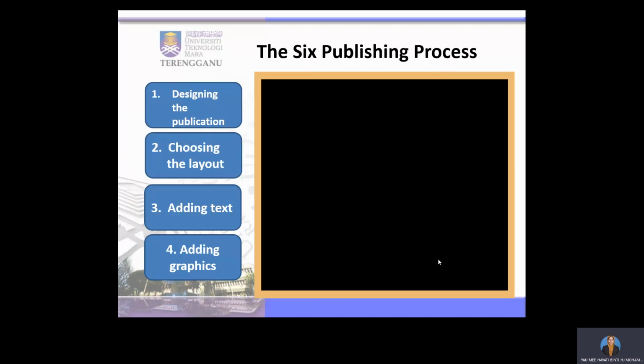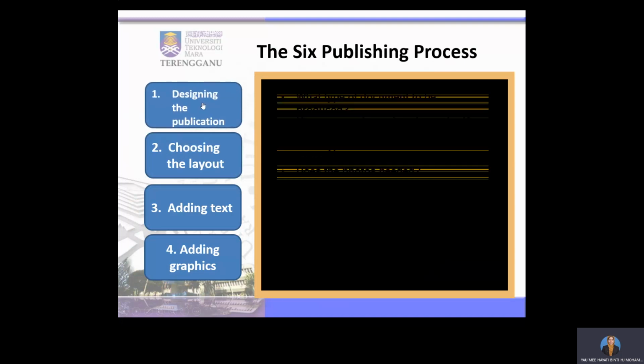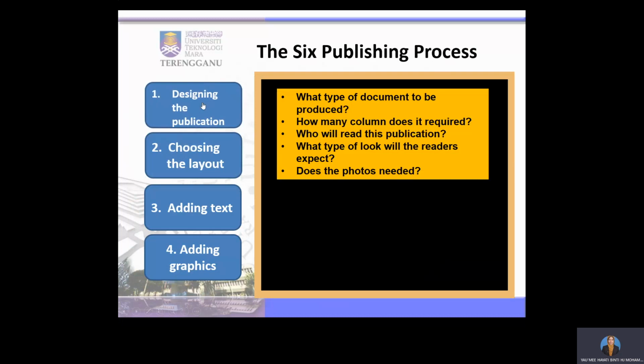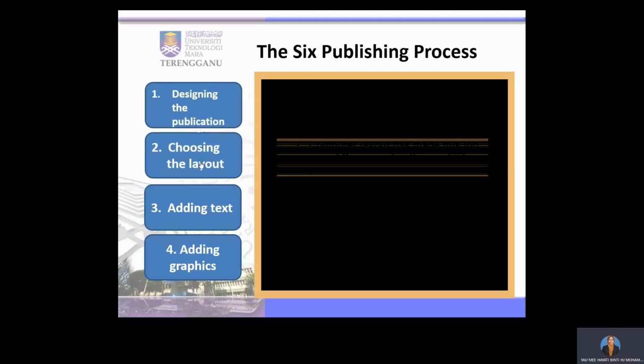And once you understand the design guidelines for brochures, flyers, and newsletter, it's time for step 3, how to apply guidelines into practicals. There are 6 publishing processes that you need to understand when you want to create any publication. The first one we call design the publication. Design publication will include questions like what type of document to be produced, how many columns does it require, who will read this publication, what type of look will be the reader's aspect, and is a photo needed for that particular publication. The second one is choosing the layout.